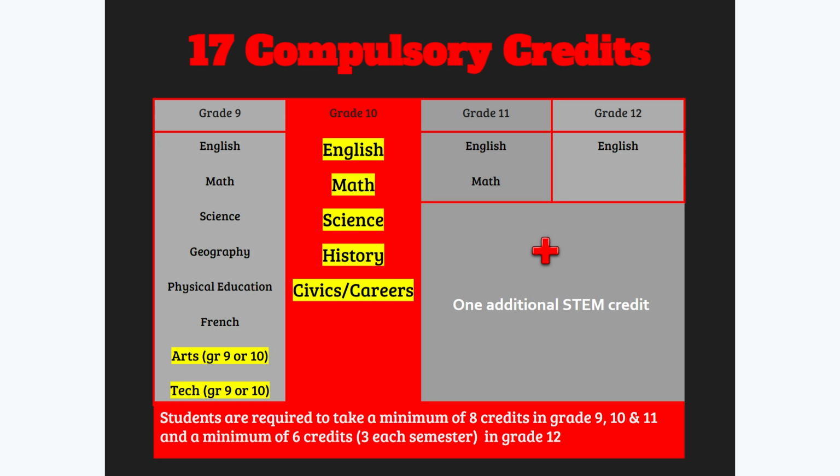In grade 11, your compulsory courses are English and math, and in grade 12, your compulsory course is English. In addition to these courses, you must complete one credit in a STEM-related course, and we'll discuss those options in more detail later on. Students are required to take 8 credits in grade 9, 10, and 11, and a minimum of 6 credits with HDSB, 3 each semester in grade 12.